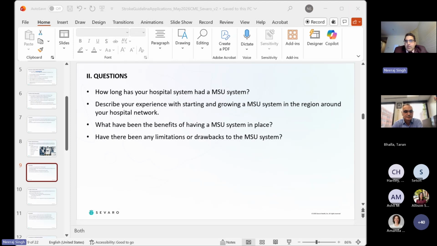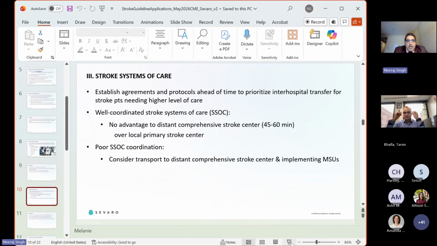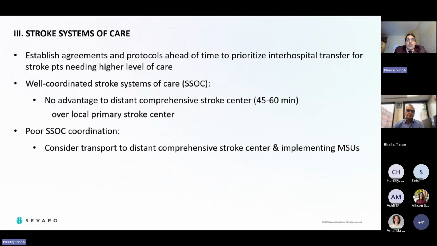And again, to the audience, feel free to enter in the chat any questions related to that, and I'll make sure to come back to those. Let's go into some additional recommendations in the guidelines. This is actually a bit related, just talking about stroke systems of care. Right now we're talking about the guidelines on the way to the hospital. Then we're going to talk about what happens when you're actually giving the treatment.